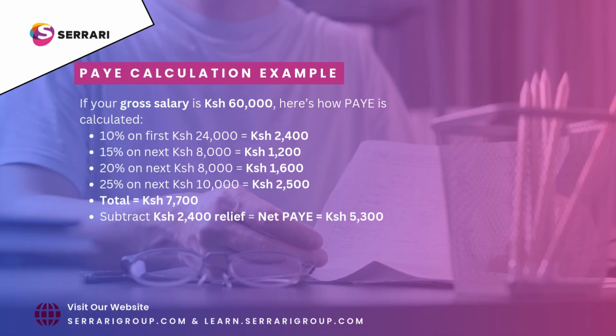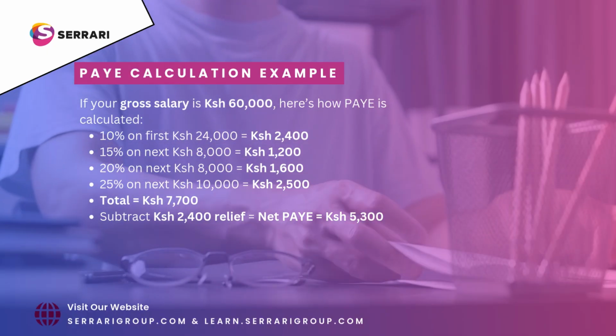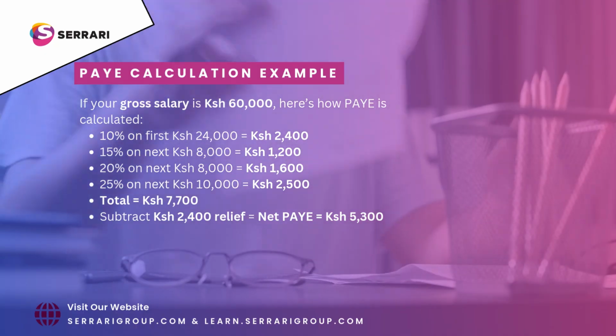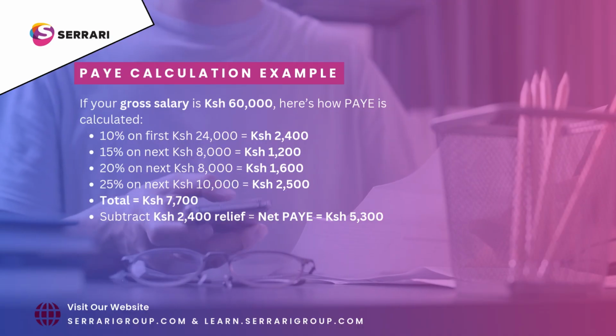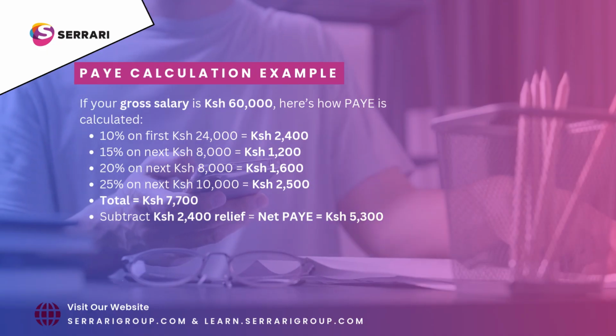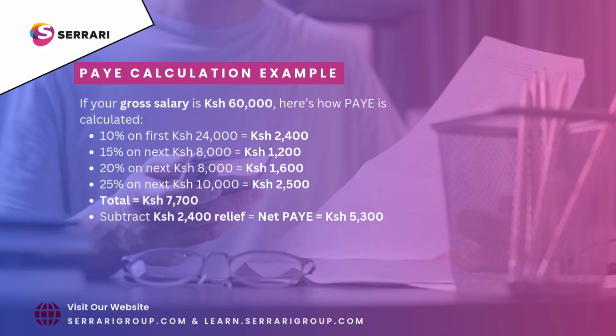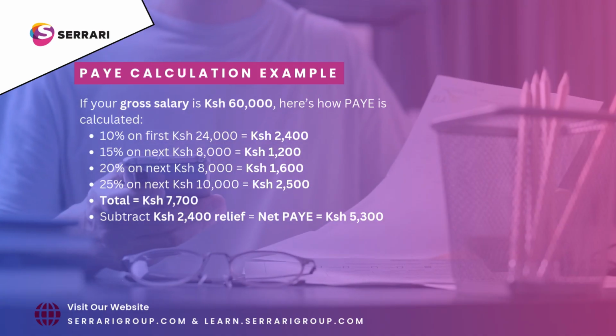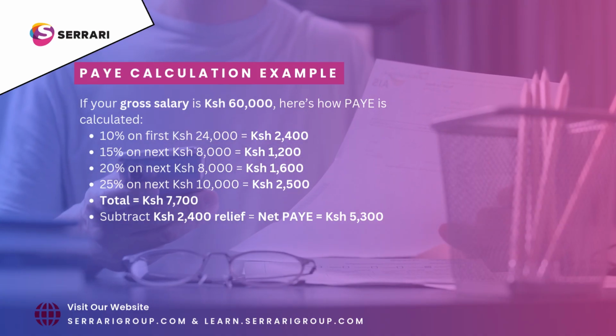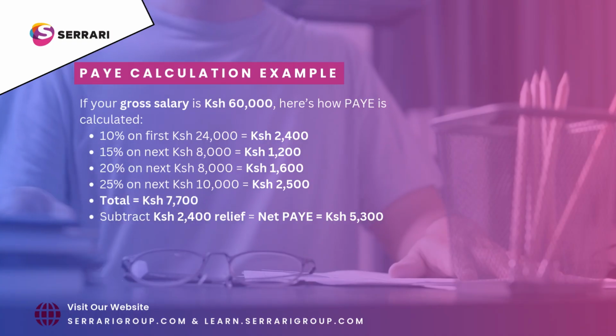PAYE calculation example. If your gross salary is 60,000 Kenyan shillings, here's how PAYE is calculated. 10% on first 24,000 Kenyan shillings equals 2,400 Kenyan shillings. 15% on next 8,000 Kenyan shillings equals 1,200 Kenyan shillings. 20% on next 8,000 Kenyan shillings equals 1,600 Kenyan shillings. 25% on next 10,000 Kenyan shillings equals 2,500 Kenyan shillings. Total equals 7,700 Kenyan shillings. Subtract 2,400 Kenyan shillings relief equals net PAYE equals 5,300 Kenyan shillings.